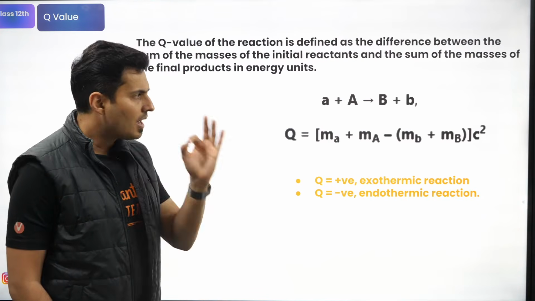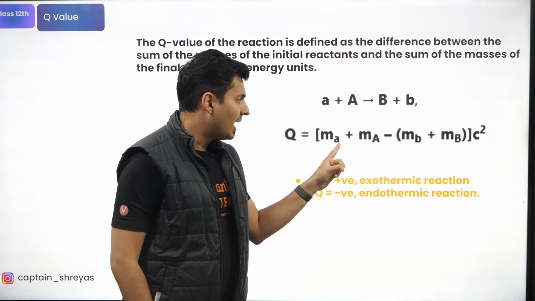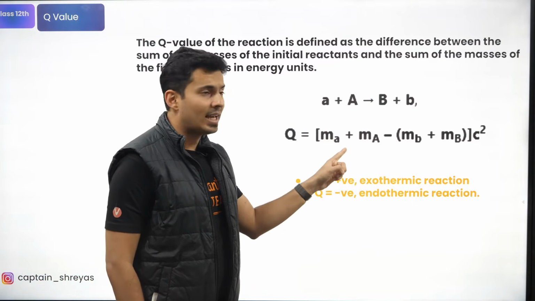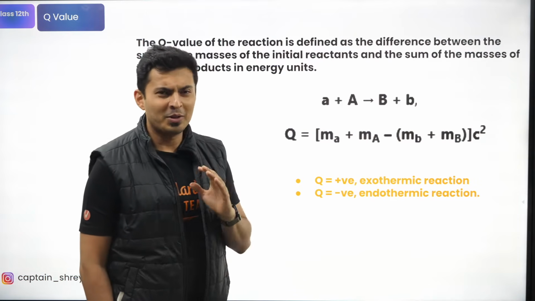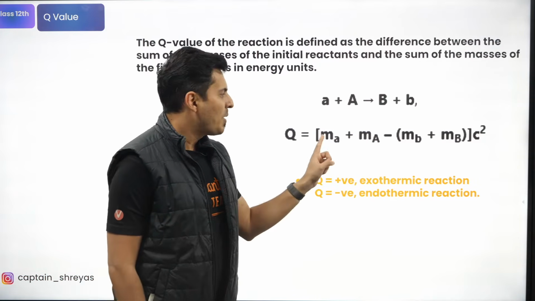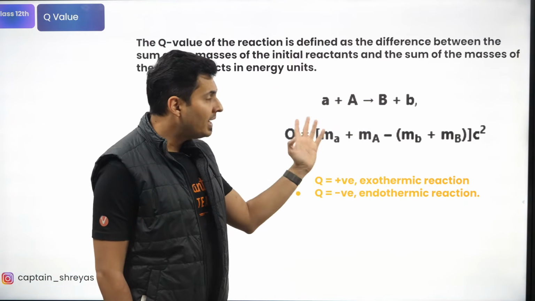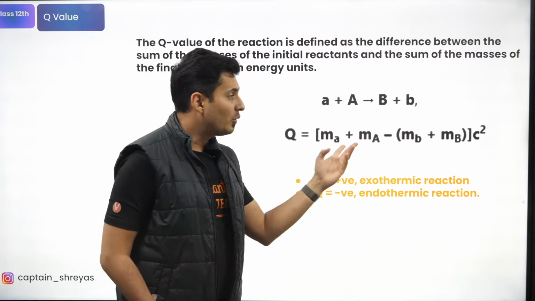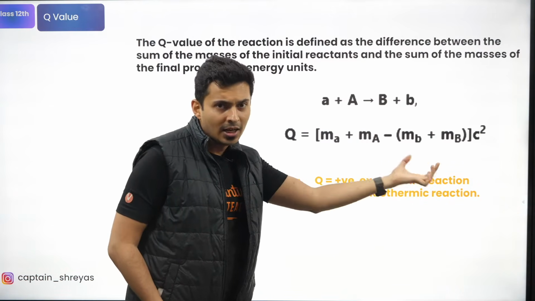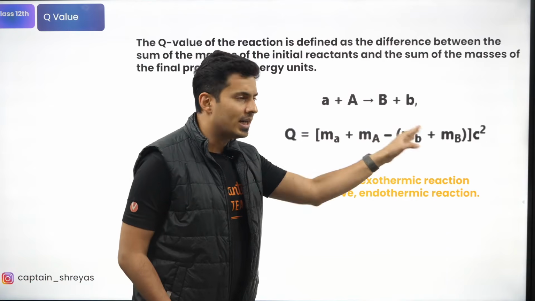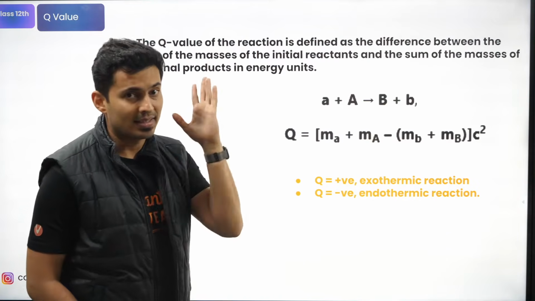Is that clear, everyone? So keep this in mind. Whenever you write this formula for masses, you will write masses of LHS minus masses of RHS times c square. But if it is binding energy, then you write binding energy of right hand side minus binding energy of left hand side. So the formula reverses when you write in terms of binding energy, but you keep it LHS minus RHS simply when you write it in terms of masses.